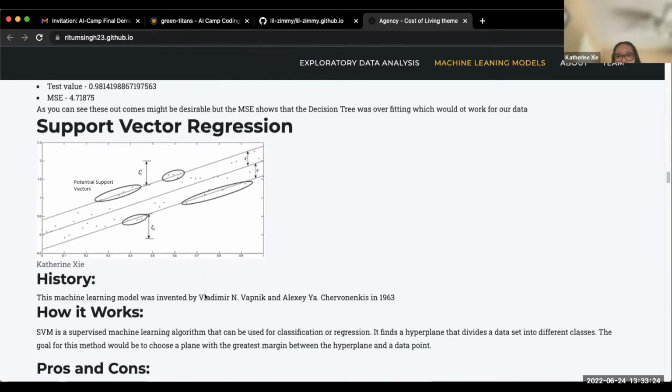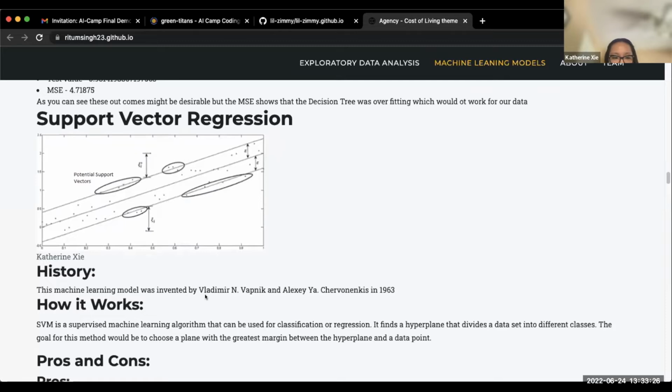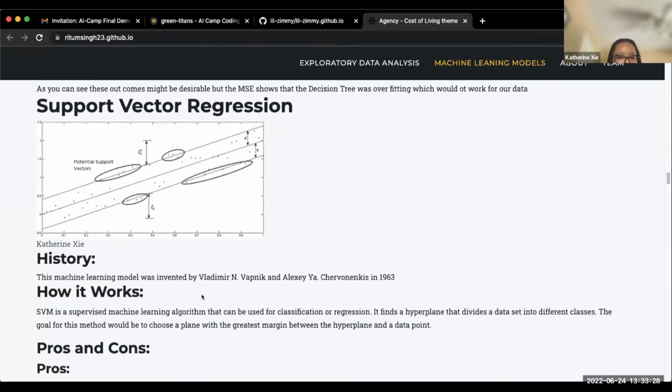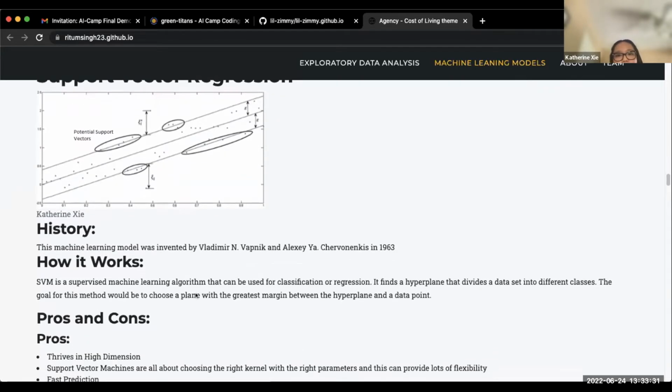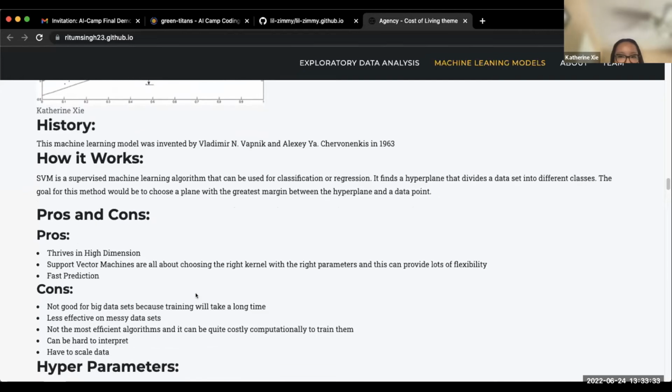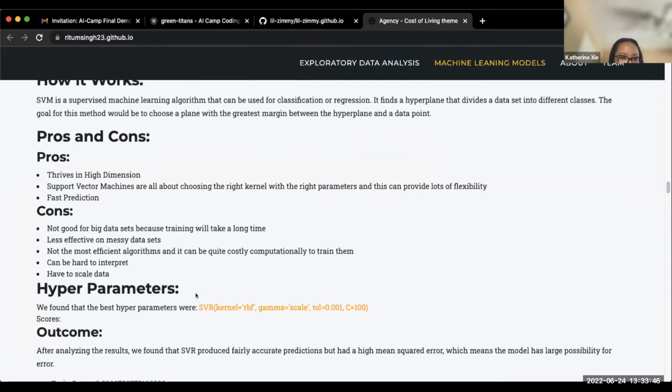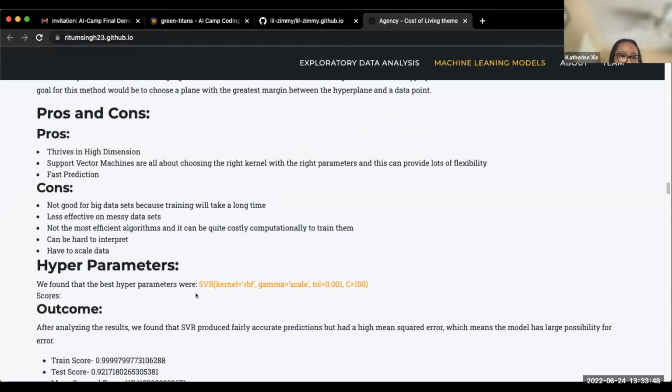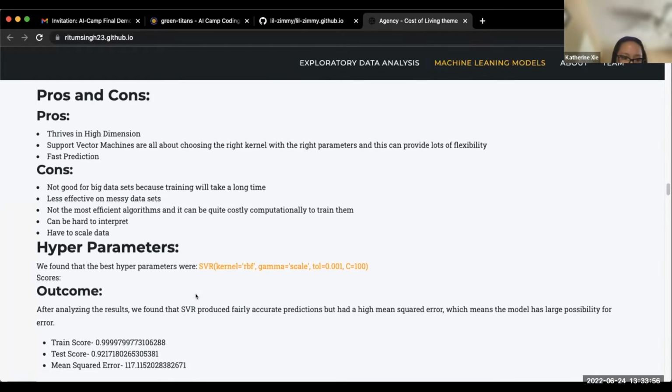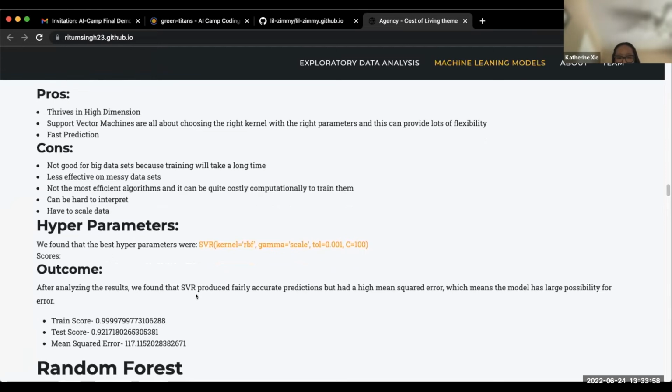Yeah. So the model I worked on was support vector regression, or SVR for short. It was invented in 1963, and SVR is a supervised machine learning algorithm. It uses the same basic idea as SVM, a classification algorithm, but it applies it to predict real values rather than a class. Some pros are it thrives in high dimensions, and it's pretty fast at predicting. Some cons are it's not good for big or messy data sets. In the orange, you can see our best hyperparameters we found for SVR.